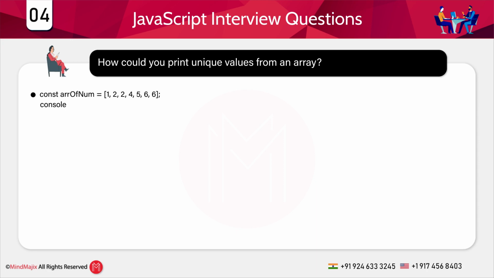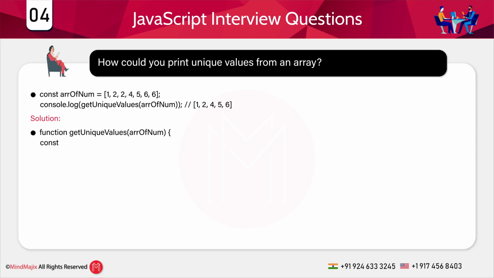So console.log(getUniqueValues(arrayOfNum)); semicolon. The solution for this is function getUniqueValues(arrayOfNums) in curly braces: const set = new Set(arrayOfNum) and return set. A set is a collection of elements having unique elements. So the array gets converted into a set first of all. In a set, duplicate elements are automatically removed. Only the unique elements are there in the set.